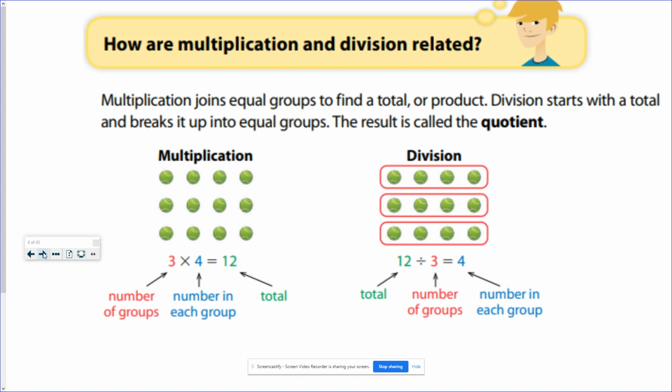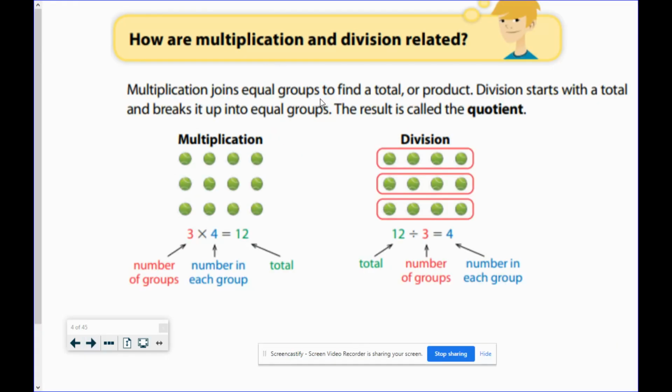How are multiplication and division related? Multiplication, remember, joins equal groups to find a total or a product. Division starts with a total and breaks it up into equal groups, and the answer is called the quotient. So the answer to a multiplication problem is the product, and the answer to a division problem is called the quotient. We put those on our tip chart the past couple of weeks.